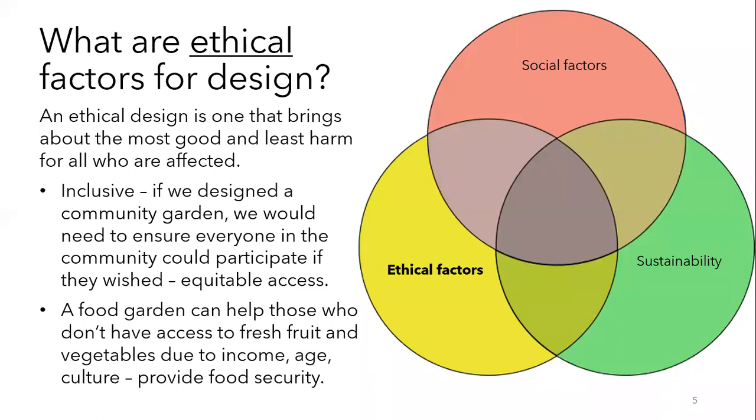Ethical factors. An ethical design is one that brings about the most good and the least harm for all who are affected or impacted by the design. For example, if we designed a community garden, we would need to ensure everyone in the community could participate if they wished. This is the idea of equitable access. Also, there's the concept of food security. If we design a fresh produce garden, it can help those who don't have access to fresh fruit and vegetables in our community.